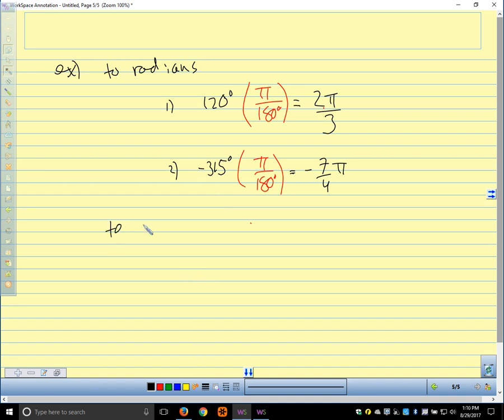Let's do radians to degrees. First one, 5 pi over 6. This time I'll do my conversion, I'll write it in blue since we're going the other way. 180 degrees over pi. So I'm thinking of the radians in the denominator and the radians in the numerator, those units canceling out. Well, here the pi's cancel out, and I get 5 times 180 over 6. Well, 180 over 6 is 30, so this is 150 degrees.